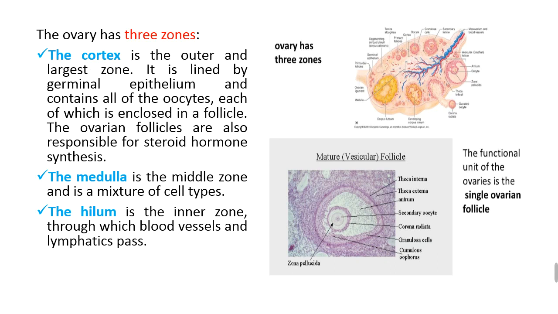The second zone is the medulla, which is the middle zone and is a mixture of cell types, while the third zone is the hilum, which is the inner zone through which blood vessels and lymphatics pass.